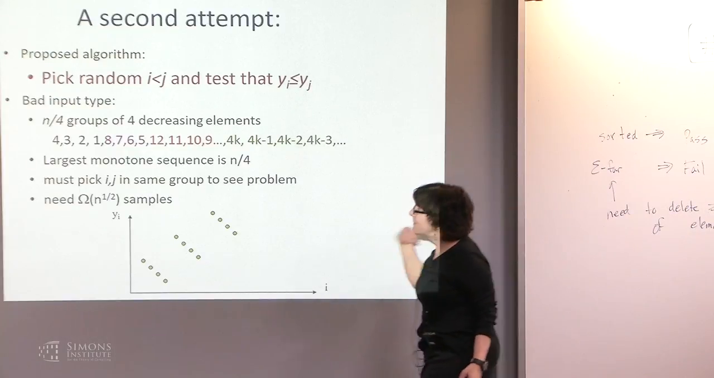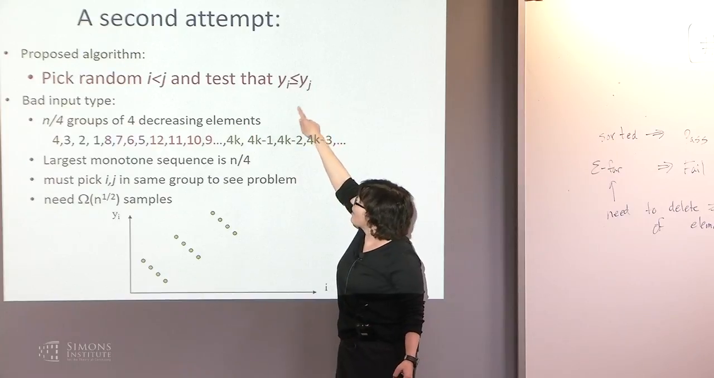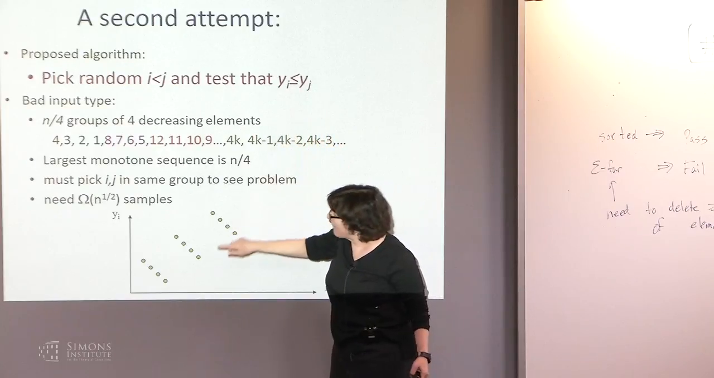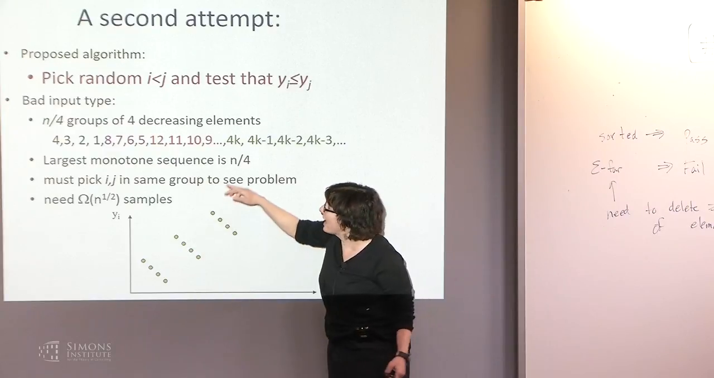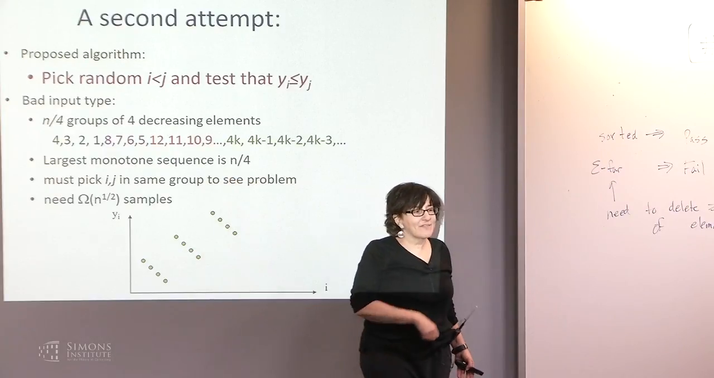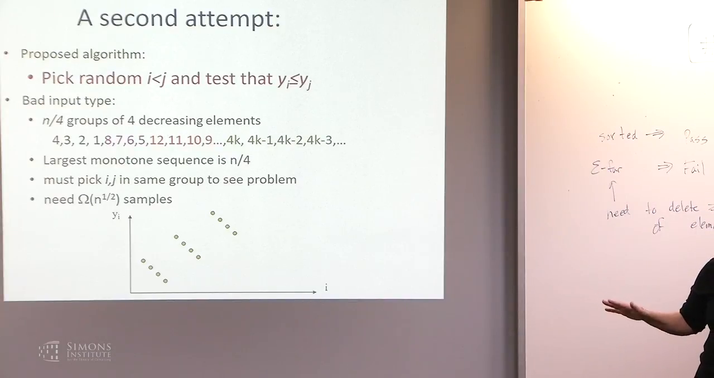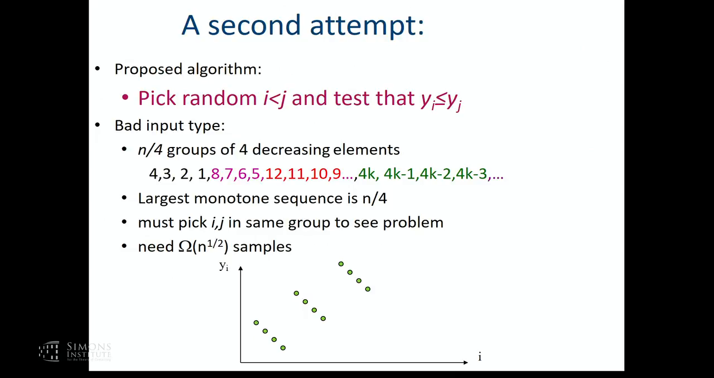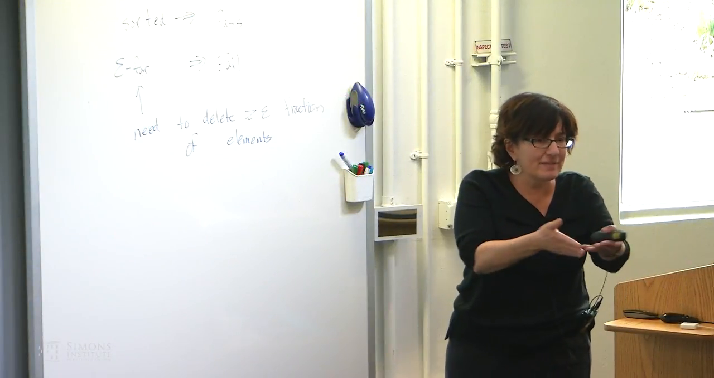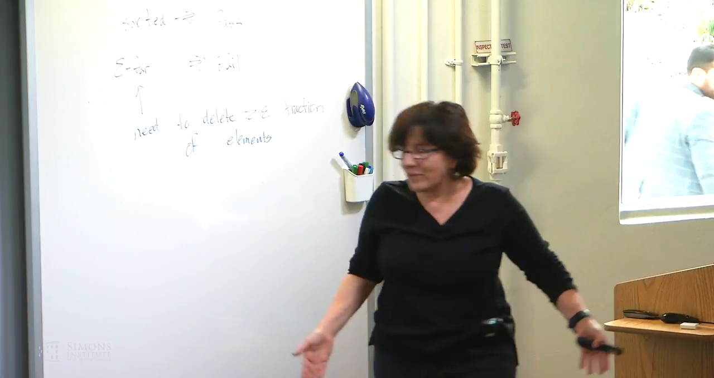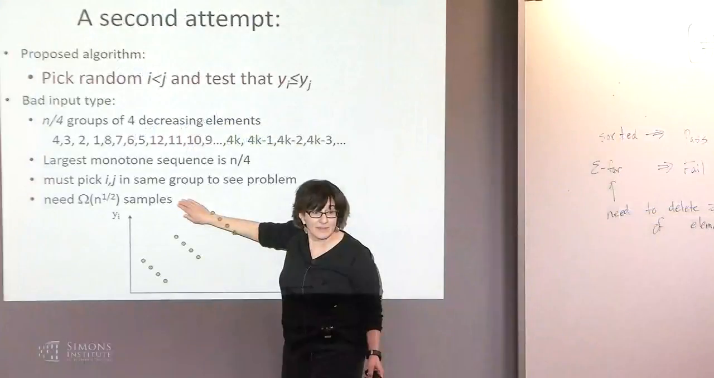But now to pick i and j and see that y i is in the wrong order from y j, I would have to pick 2 nodes from the same group. So we have n over 4 groups, and I've got to hit the same group twice. That is a birthday paradox calculation, and that we know is square root n. I need to take square root n different samples to find this birthday paradox problem. So that's why for this test, I need root n samples.